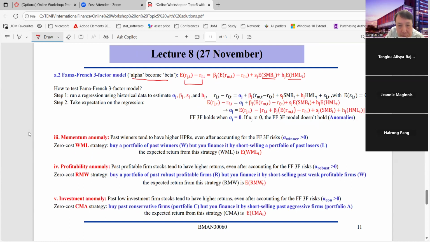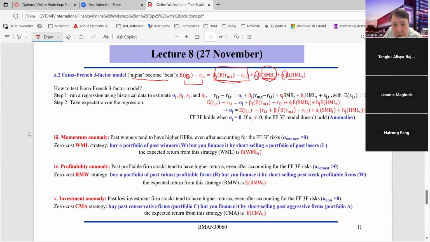What you have on the left-hand side is the excess return from buying asset J and holding that for one period, which is equal to the CAPM beta times the market excess return. This is the CAPM term, plus the sensitivity to SMB times the excess return from buying and short selling on SMB. By exploiting the size anomaly, you can implement this strategy. The return from that strategy will be a factor in the Fama-French three-factor model.